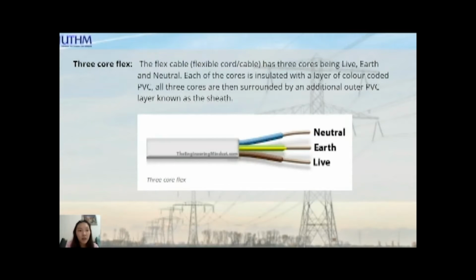The second one is the 3-core flex. The flex cable has 3 cores: live, earth, and neutral. Each of the cores is insulated with a layer of colored PVC. All 3 cores are then surrounded by an additional outer PVC layer known as the sheath. This type of cable is usually used to connect a lamp or an extension cable to the power outlet socket.